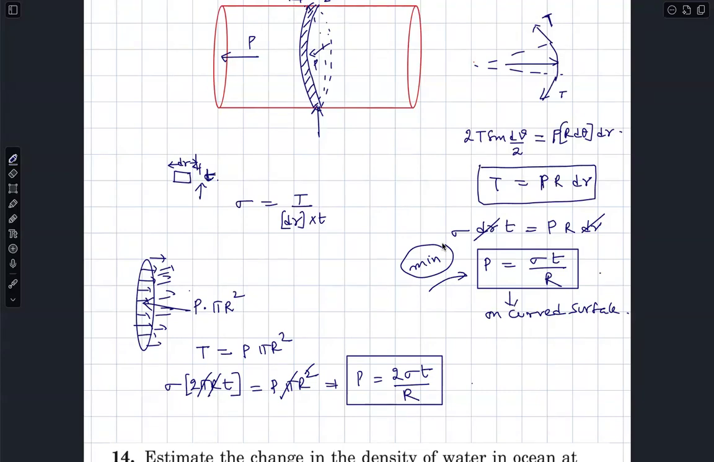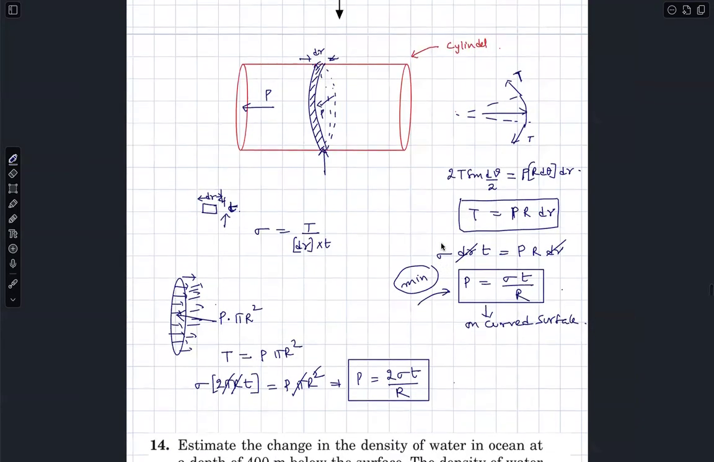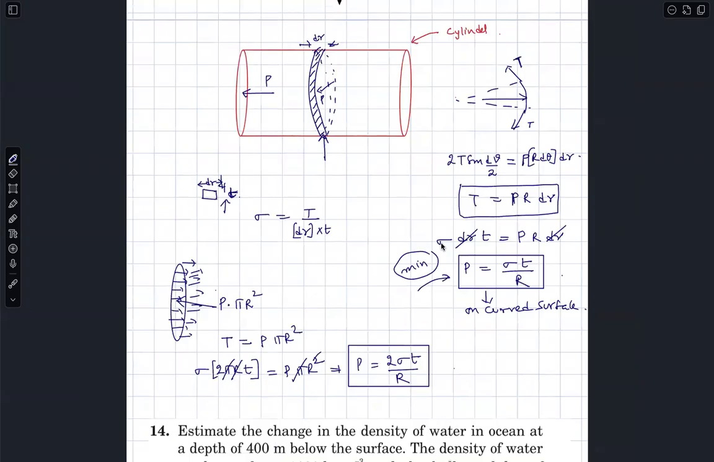Right. So any doubts on this, please ask me. If you have any doubts on this, please ask me. Rohit. Understood, sir.